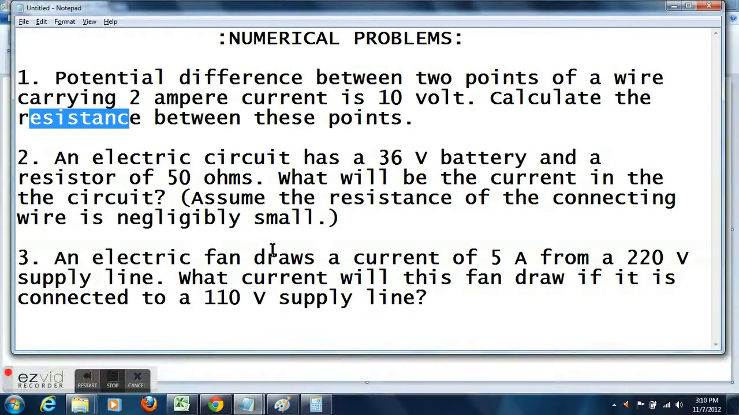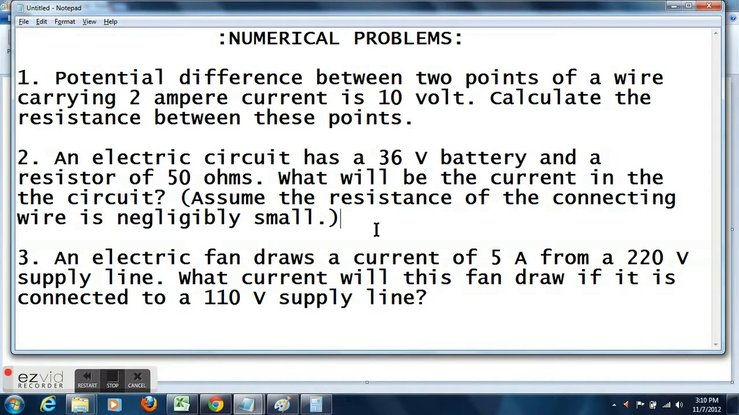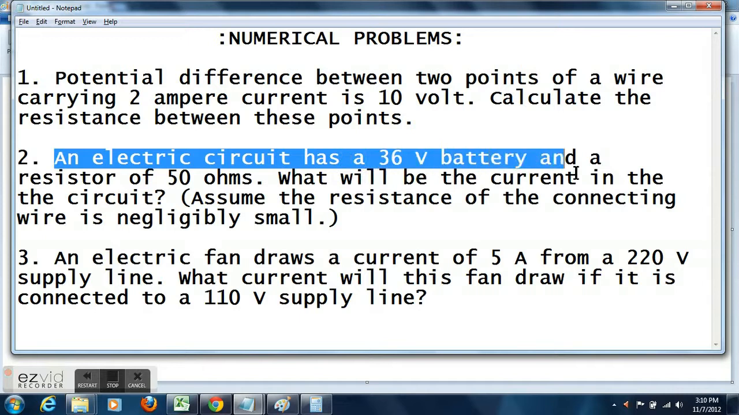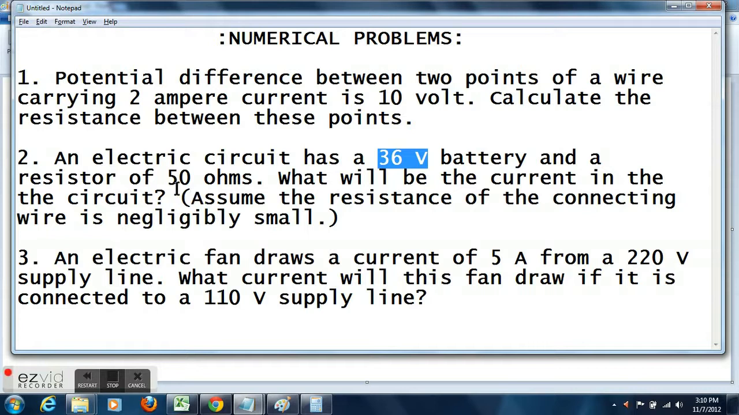Okay, now let me read the second and the third problem, which I suggest you do on your own, and then compare your result with mine in the next video. The second problem is, an electric circuit has a 36 volt battery and a resistor of 50 ohms. What will be the current in the circuit? So you have to find the current. The resistance is 50 ohms and the voltage is 36 volt.